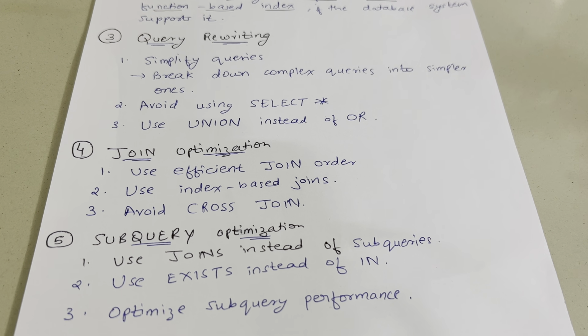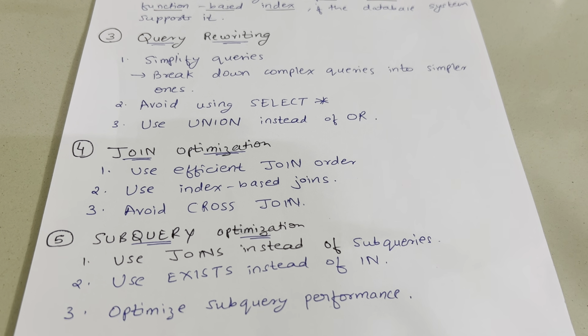Number two, avoid using SELECT *. Instead of using SELECT *, just select the specific columns that you need. You might not need the 100 columns in a particular table. You might just need 5 columns out of the 100 columns in that table. So avoid using SELECT *, use specific columns. That will also optimize your query. Third is use UNION instead of OR. It also helps improve the speed of your query.